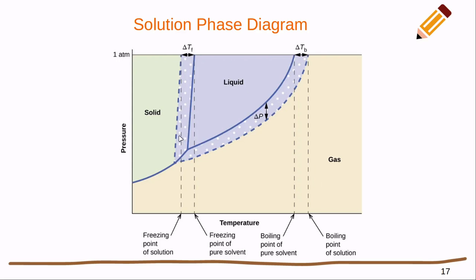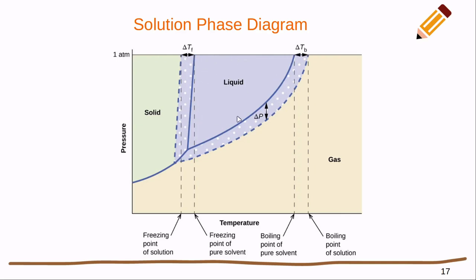The effects of colligative properties are seen pretty readily in a phase diagram. This is pretty useful to us. Our solid lines here are for the pure solvent, and our dashed lines now represent the new properties, the new phase boundaries that we're going to see once we add our solute. This difference here is going to be our change in boiling temperature. This difference here is going to be our change in freezing temperature. You can see that we're moving these values out.